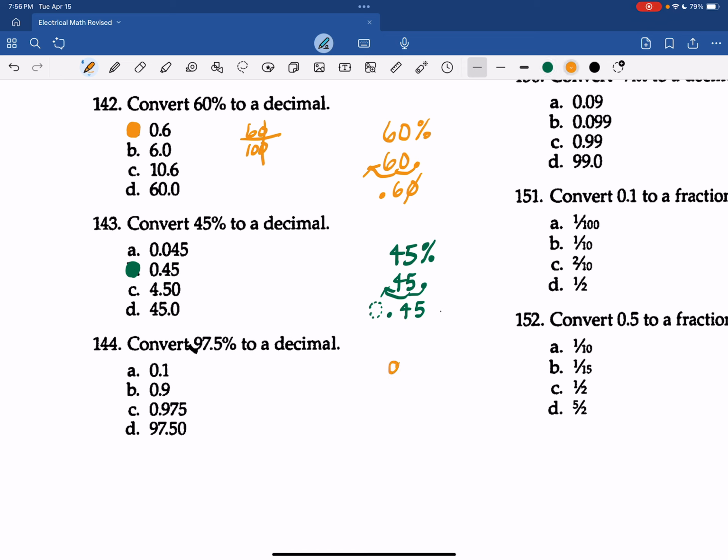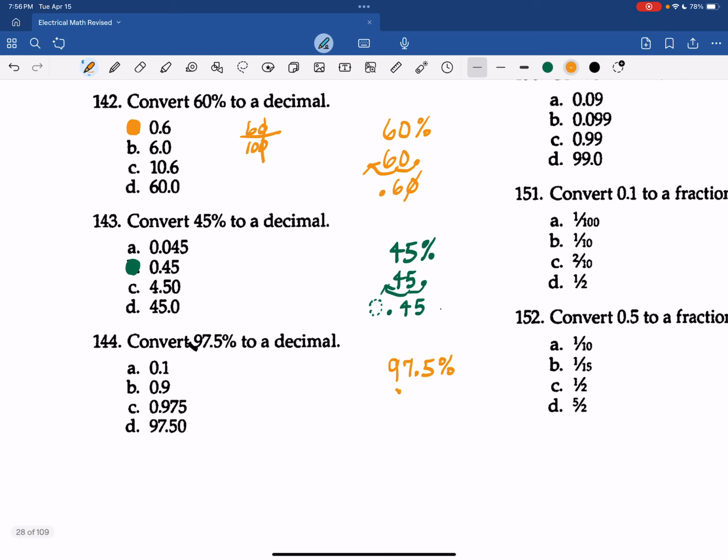Convert 97.5% to a decimal. So we take 97.5. You can't add another decimal. You've already got one. So you just pick up this one and move it 2 places back toward D. So you have 0.975, and they have used the leader 0. That's fine.